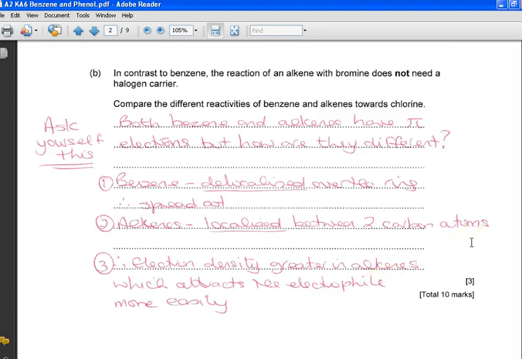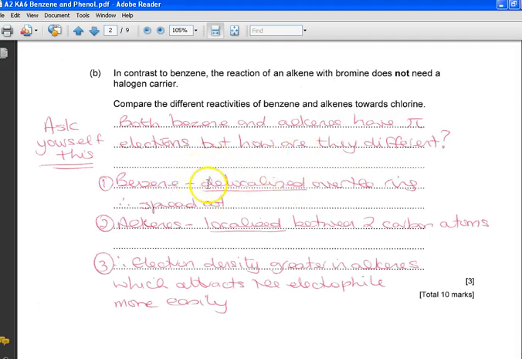All right, then you're asked for this one to compare the reaction of an alkene with bromine and benzene and bromine. So, ask yourself this at the beginning, before you start to write your answer. What have they got that's the same? Yeah, but how do they behave differently?